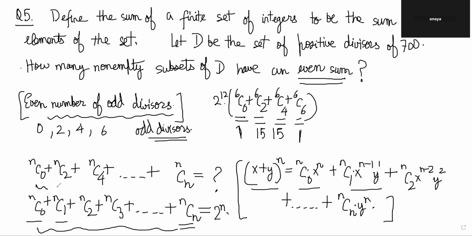What is the sum of this now? The sum of that would be 2 to the power n, divided by 2, so 2 to the power n minus 1. What's the sum of this? 2 to the power 6 minus 1, so 2 to the power 5. So 32.